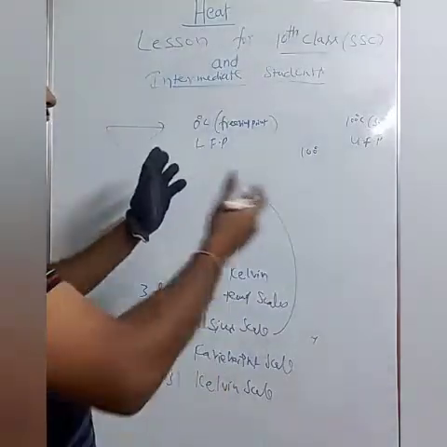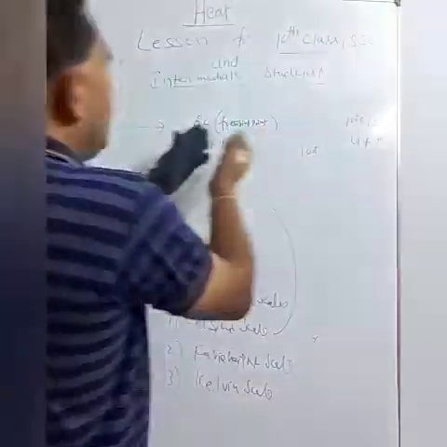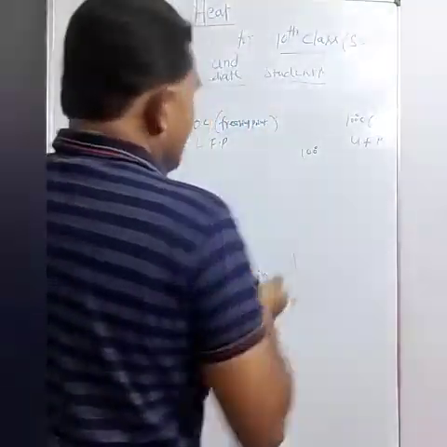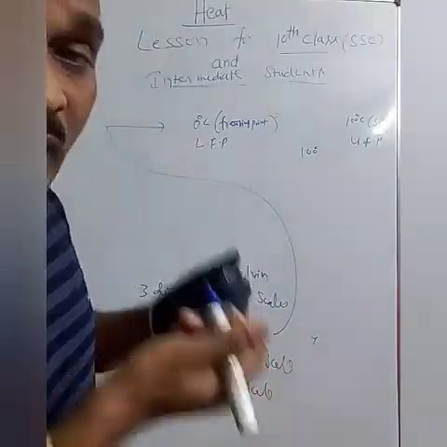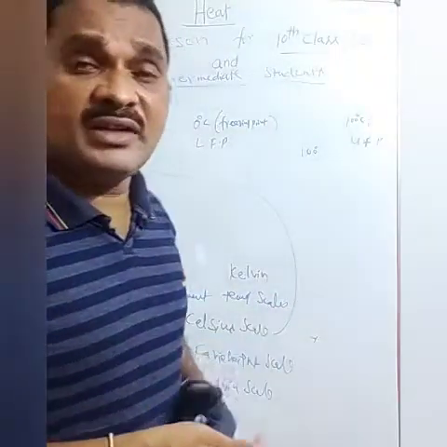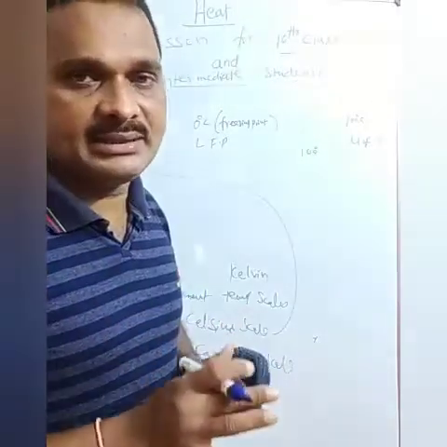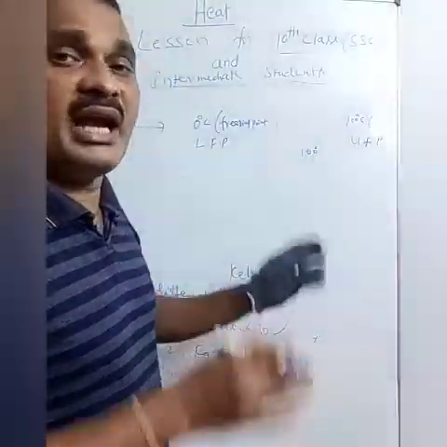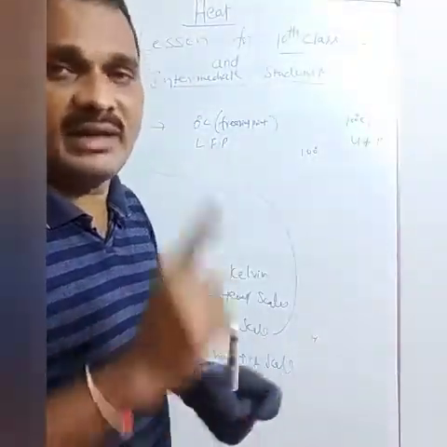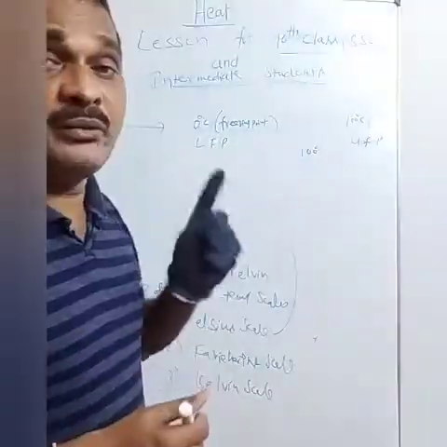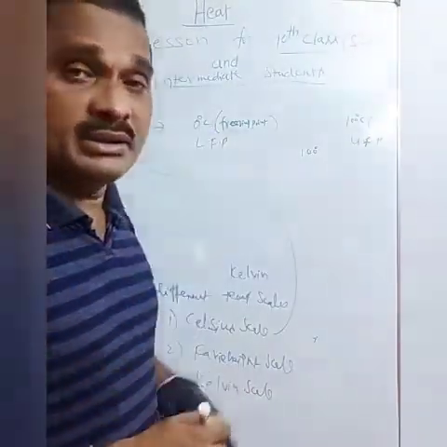We have taken the difference of the upper fixed point to the lower fixed point. That is 100 degrees centigrade. Each one is 1 degree centigrade. How many parts did we divide it into? 100 parts. So this difference is divided into 100 parts. Then each part is 1 degree. That is the point we have to remember mostly.